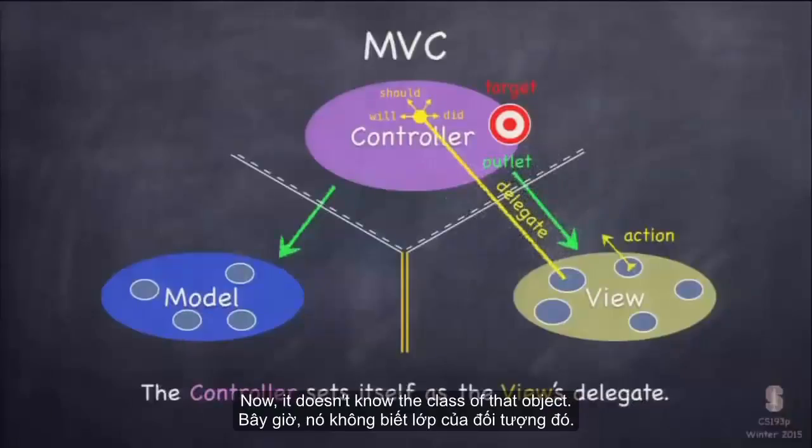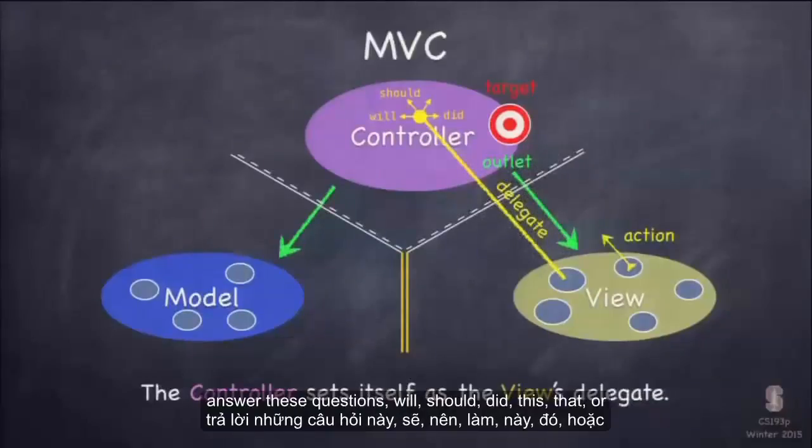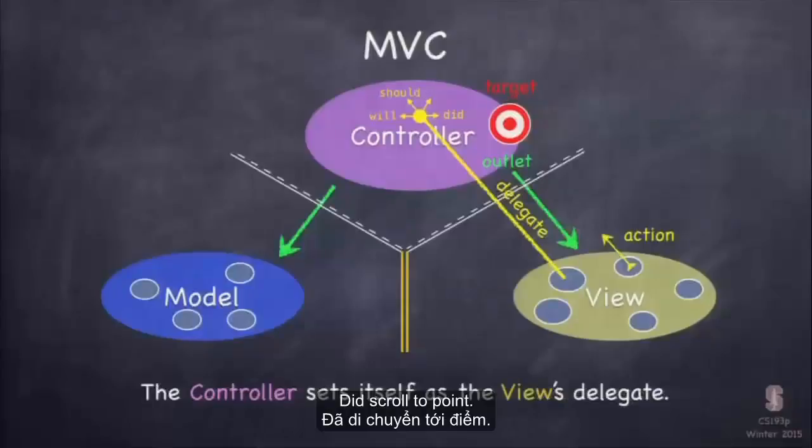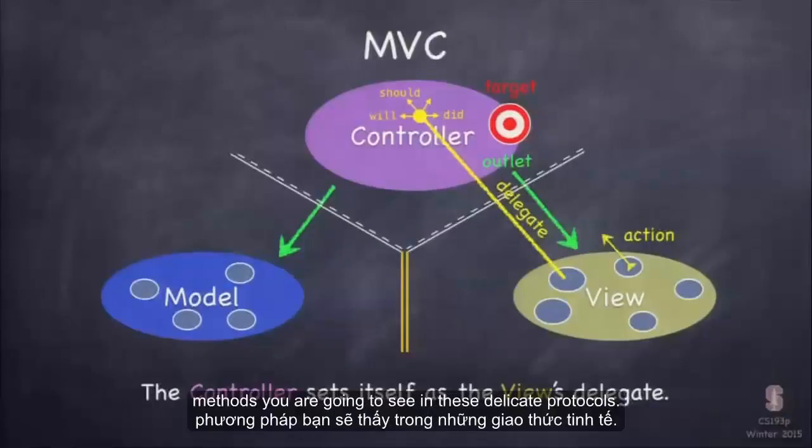Now, it doesn't know the class of that object. All it knows is that other object can answer these questions. Will, should, did, this, that, or the other thing, like should allow scrolling, did scroll to point, things like that. So those are the kind of methods you're going to see in these delegate protocols.